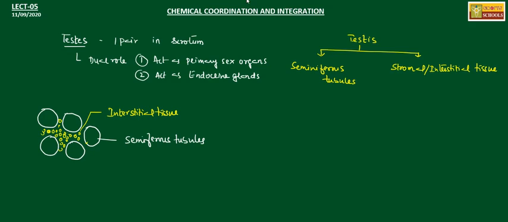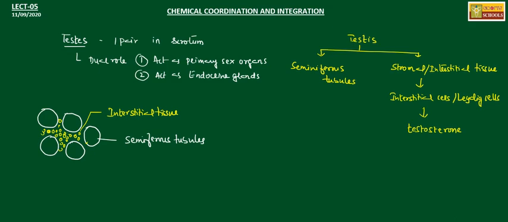So let's see, the stromal or interstitial tissue consists of interstitial cells or Leydig cells, and these cells produce a hormone called testosterone, right? This testosterone is produced in response to GnRH, that is gonadotropin releasing hormone that is released from the hypothalamus.